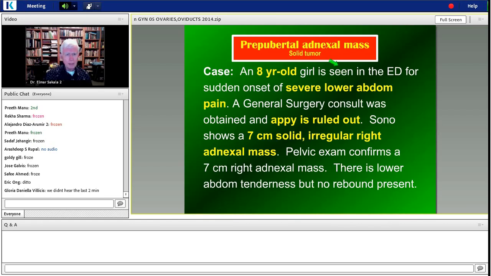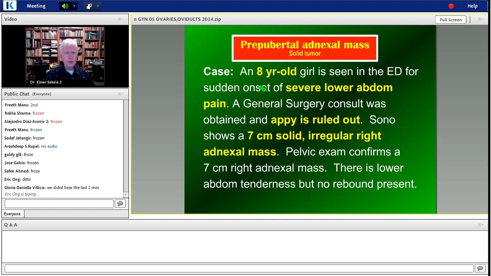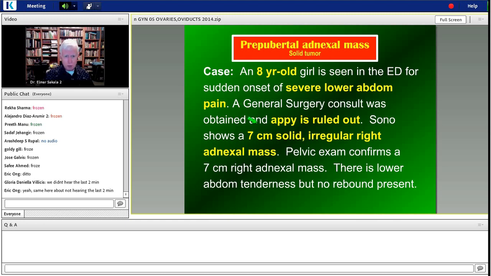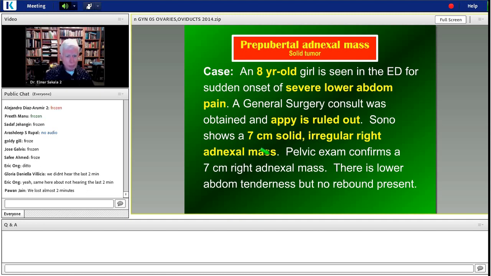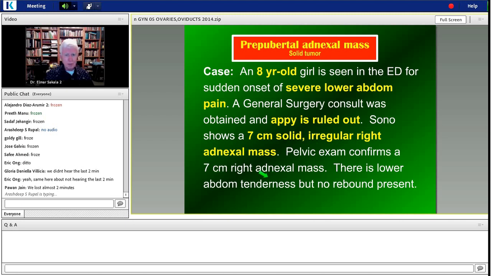Prepubertal pelvic mass. An 8-year-old girl is seen in the emergency department for sudden onset of severe lower abdominal pain. General surgery consult was obtained. Appendicitis is ruled out. Sonogram shows a 7-centimeter solid, irregular right adnexal mass. Pelvic exam confirms a 7-centimeter right adnexal mass. There's lower abdominal tenderness, but no rebound present.